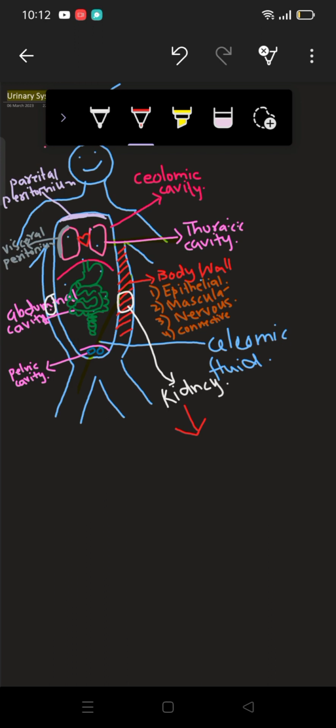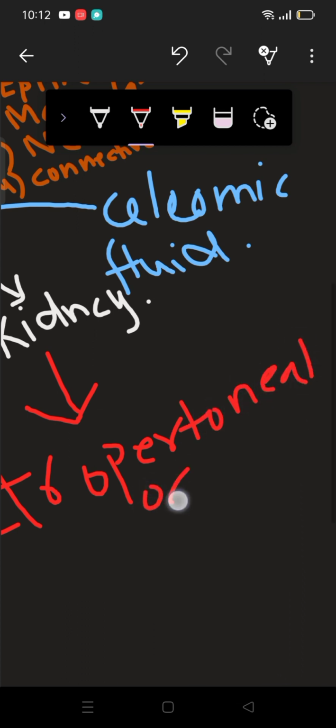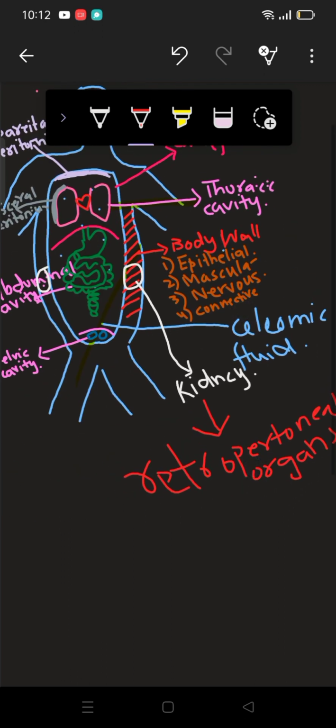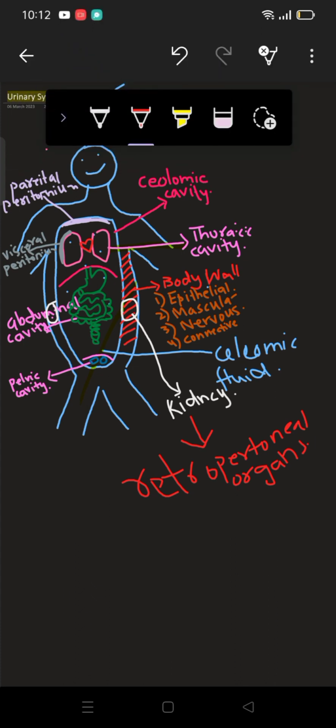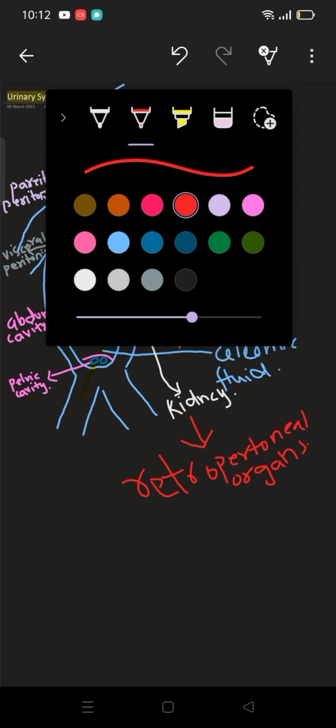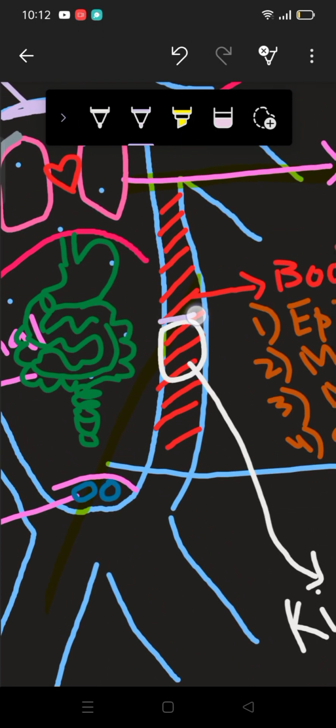Wait, let me write here. These are retroperitoneal organs. Now, what are retroperitoneal organs? As we know, the visceral covering is on every organ, so the visceral covering will be on your kidneys as well. I'm making it here. So this is basically the visceral covering.